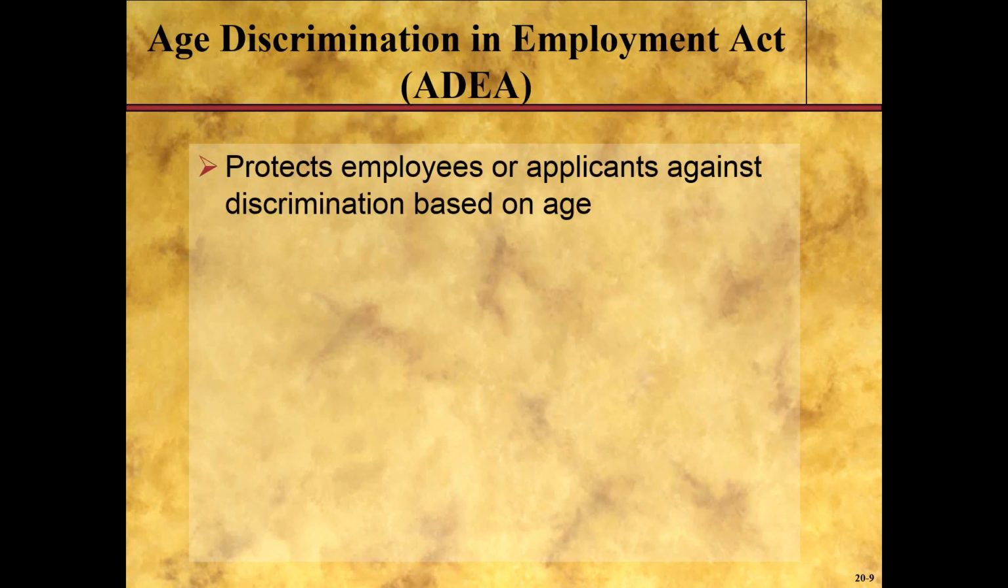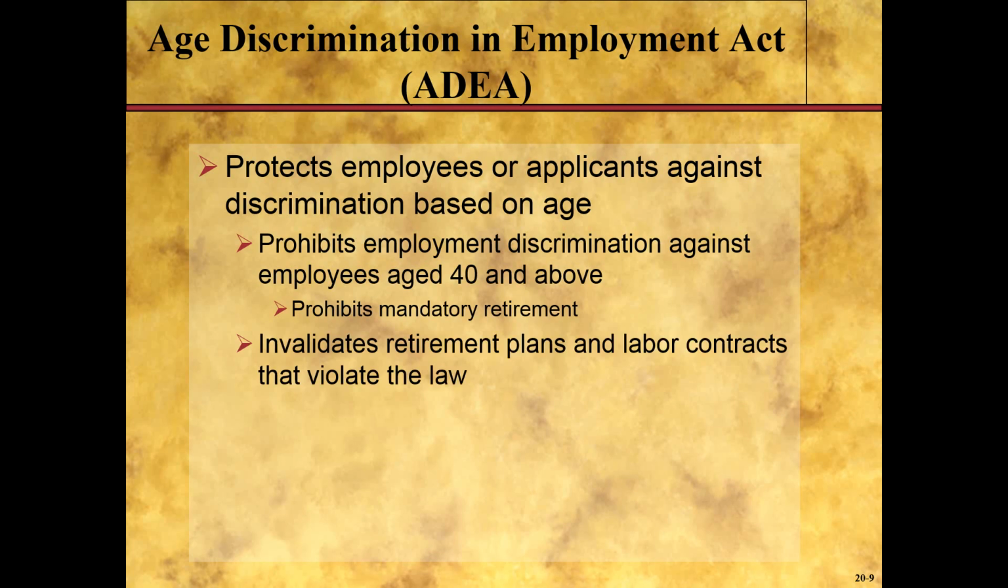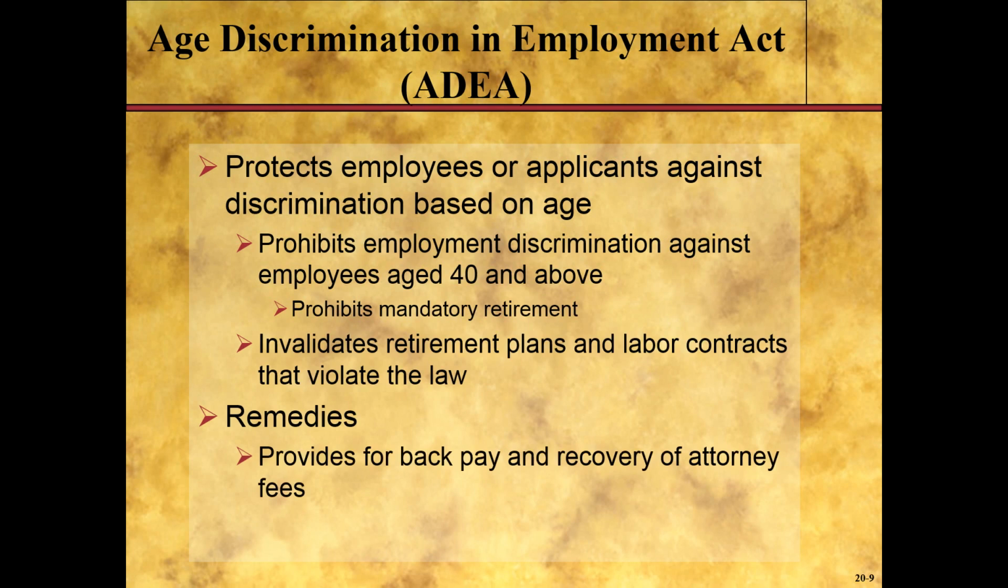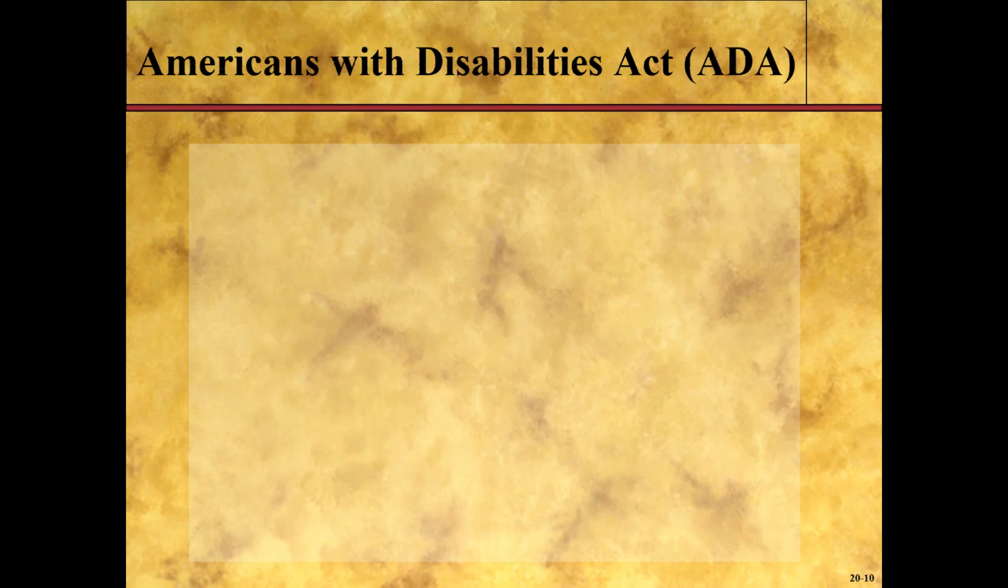There's also the Age Discrimination in Employment Act, which protects employees or applicants against discrimination based on age, but it only protects people aged 40 and above. So there's no protection for people under age 40. It prohibits mandatory retirement. It invalidates retirement plans and labor contracts that violate the law. And the remedy is back pay and recovery of attorney's fees. And if there's a willful violation, the victims are awarded double.